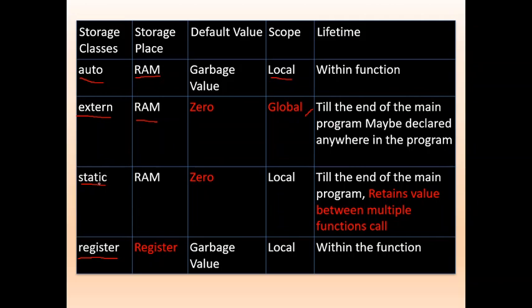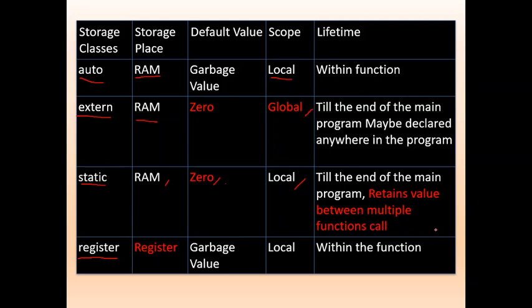Static is a special one. Its storage location is RAM and its default value is 0. Its scope is local, but the main picture is here: the lifetime of a variable. The variable retains its value between multiple function calls. Even though you come outside of that function, it will not lose its value, it retains its value.